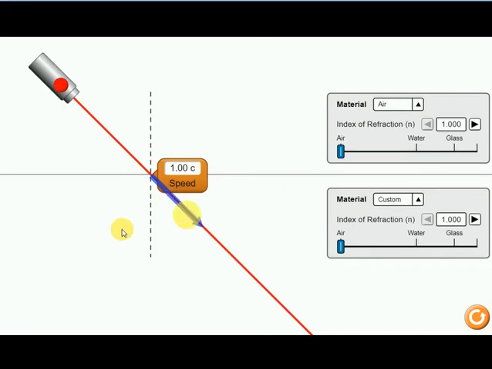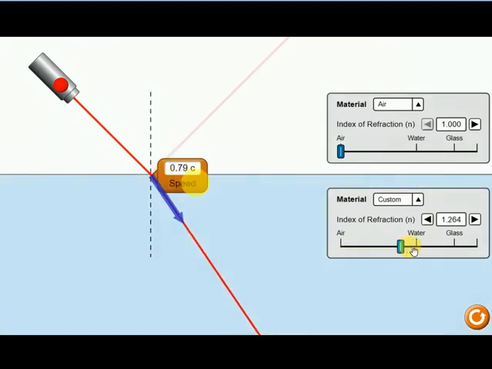So here is a difference between optically rarer medium and denser medium. Here you can observe the material. Right now here is air and here is air, so hence light travels in a straight line, and the speed of light was shown here as c, that is 3 × 10^8 meters per second.